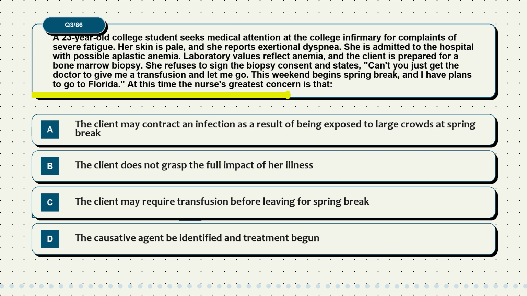At this time, the nurse's greatest concern is that, here are the options. Option A. The client may contract an infection as a result of being exposed to large crowds at spring break. Option B. The client does not grasp the full impact of her illness. Option C. The client may require transfusion before leaving for spring break. Option D. The causative agent be identified and treatment begun.